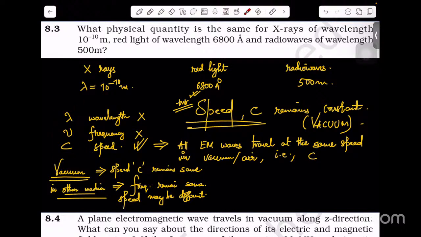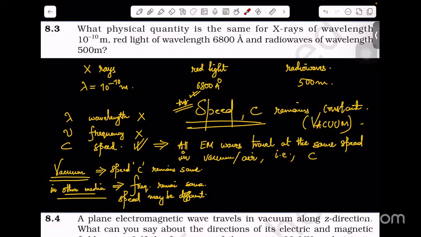As you can see, the lambdas are different. X-rays, red light, that is visible light, and radio waves all fall at different parts of the electromagnetic spectrum, and they have different frequencies. Frequency is also not the same. But speed, which is c, is constant for all. All electromagnetic waves travel at the same speed in vacuum or air, that is c. So the answer to this question is that the speed remains constant for all these three types of waves.